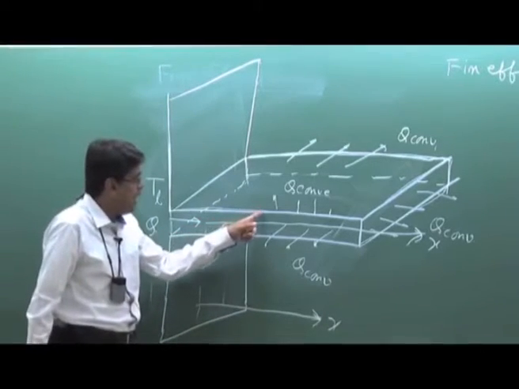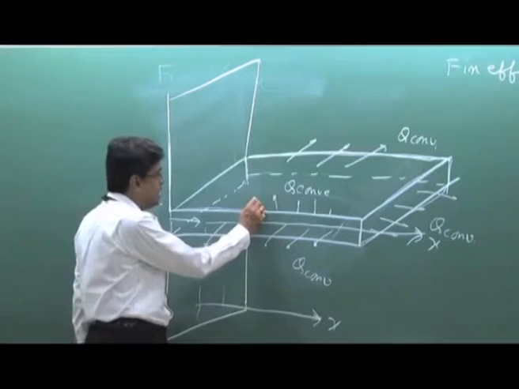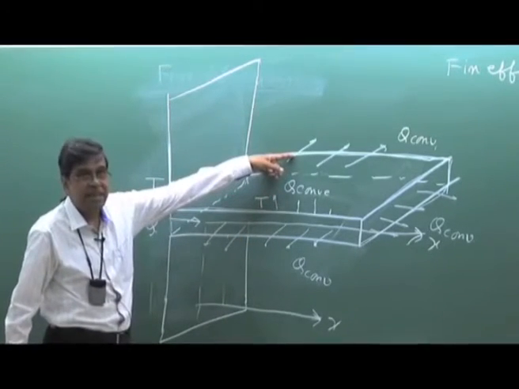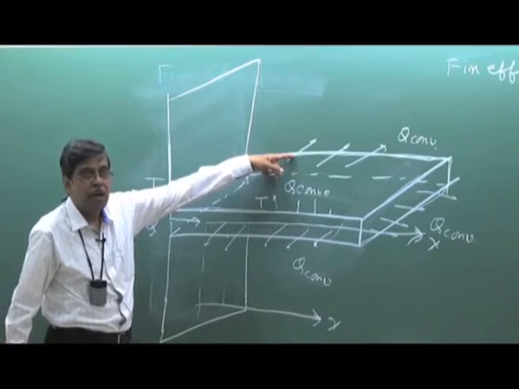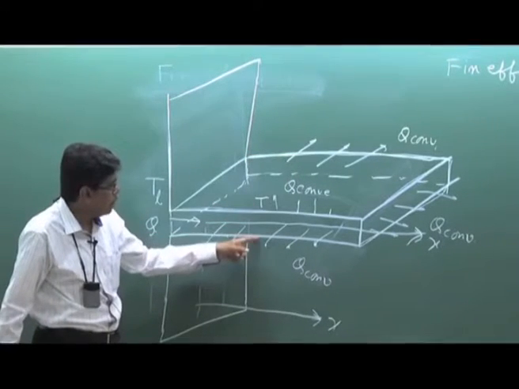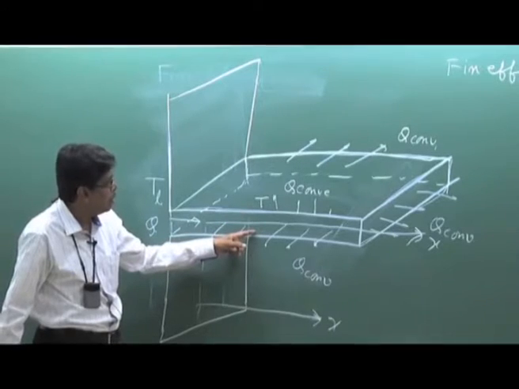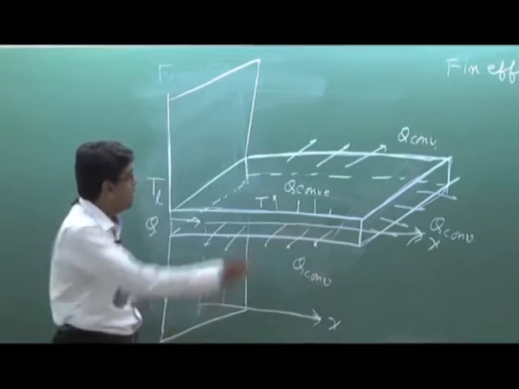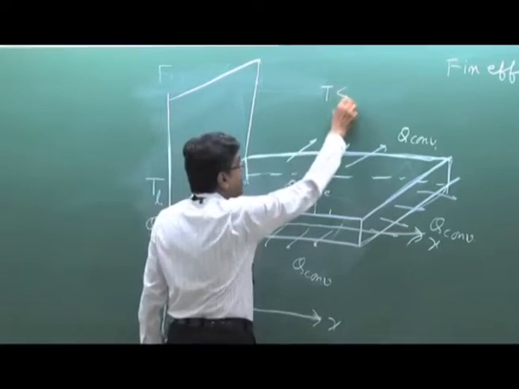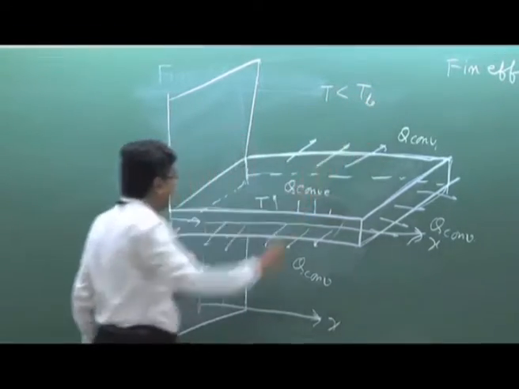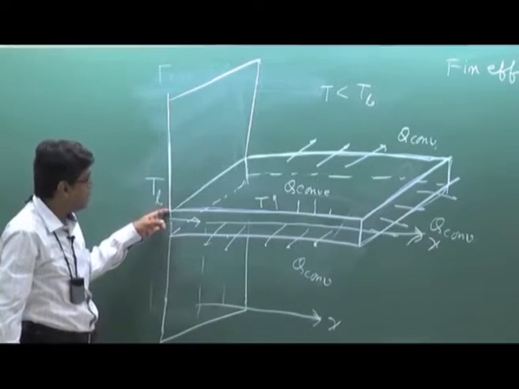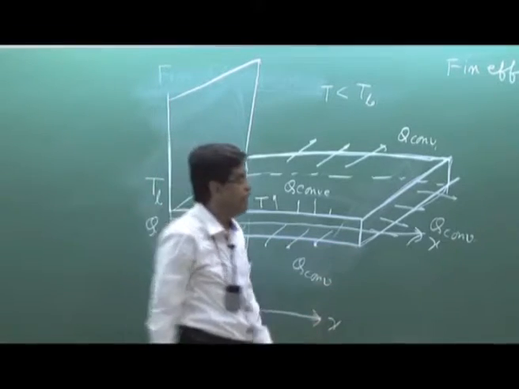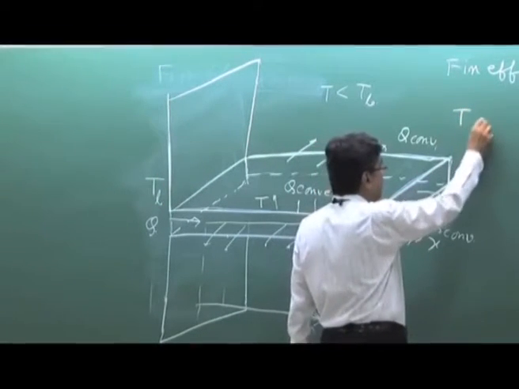So at any x, the temperature is T, which is the same in this direction, the width of the fin, thickness of the fin or height, whatever you can tell. That means the same temperature, but it changes with x, and this T is always less than Tb. That we have already seen, that temperature is maximum at this point and then slowly decreases to the free stream temperature T infinity.